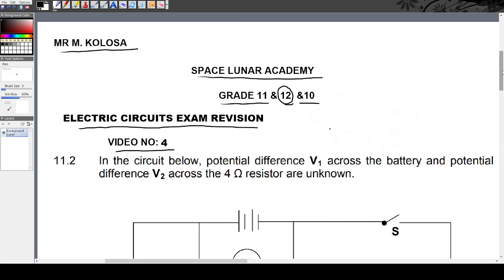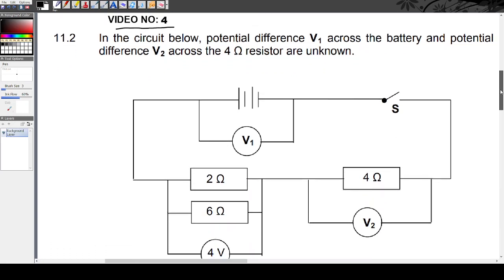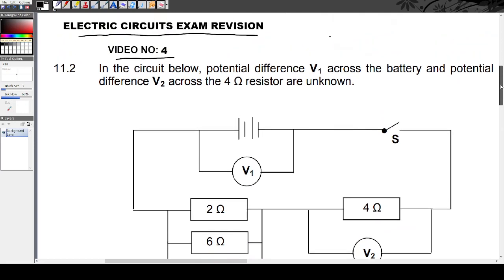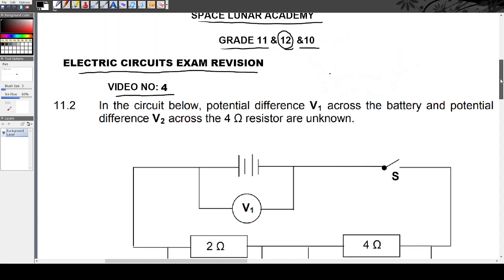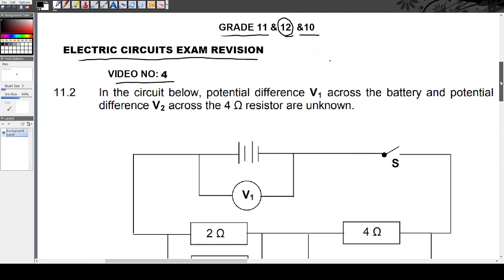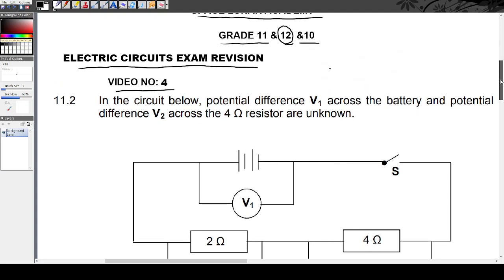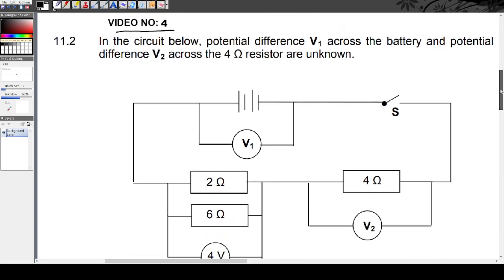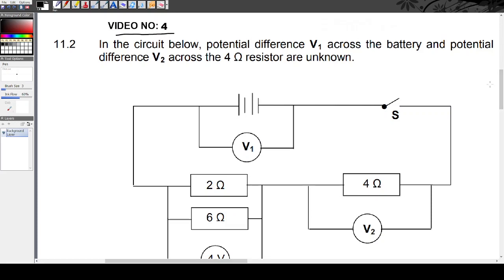In this video we're going to be doing this question paper. This is a question paper taken from the grade 10 question paper for physical sciences electric circuits. This is video number 4. It means that if you haven't watched the previous videos, first watch them and practice using the video. You can just take a book and take some notes.